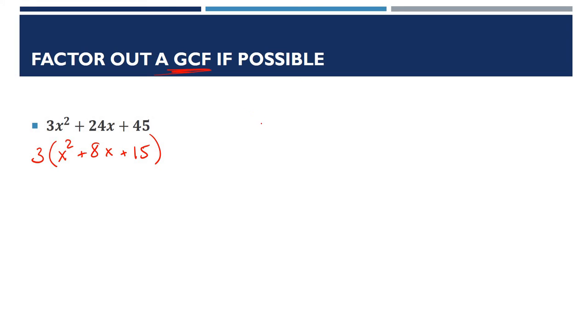Now if you'll note, the trinomial does not have a leading coefficient, so I don't have to use my split the middle. All I have to do is find factors of 15 that add up to 8. So I'm going to write x plus 3, x plus 5, and I'm done. So again, factoring out a GCF if possible will make your secondary factoring simpler.